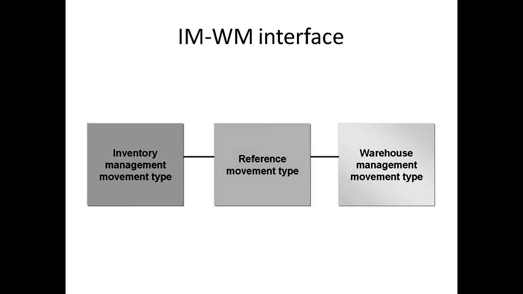For example, we have movement type 101 in inventory management. Your voice died down, what happened? Okay. We have an inventory management movement type 101. It is not directly connected to a warehouse management movement type. It is connected to a reference movement type, and from the reference movement type it is connected to the warehouse management movement type.